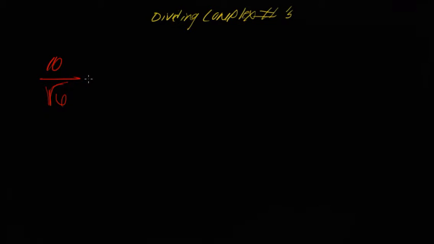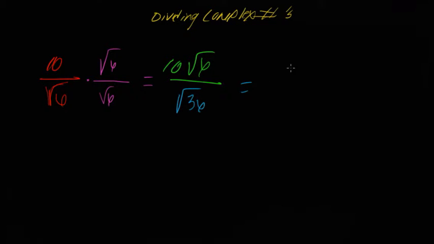Well, that's kind of the same idea. Let's go ahead and rationalize this denominator. We multiply by the square root of 6 over the square root of 6. This is how we rationalize this denominator. It is equal to 10 root 6 over the square root of 6 times the square root of 6, which would be the square root of 36, which is 6.